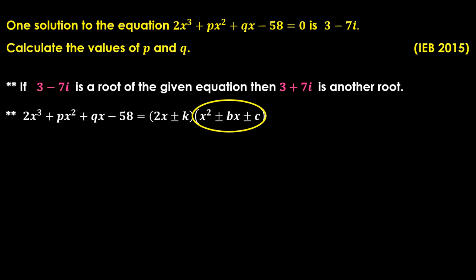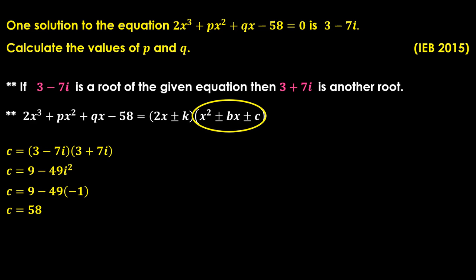Now c we can calculate by multiplying those two complex numbers together. So we end up with 9 minus 49i squared. And remember, i squared is just negative 1. So 9 plus 49 is going to give me 58. To calculate the value of b, we're going to add those two complex numbers together, but change the sign in front. So 3 minus 7i plus 3 plus 7i, I will end up with minus 6.